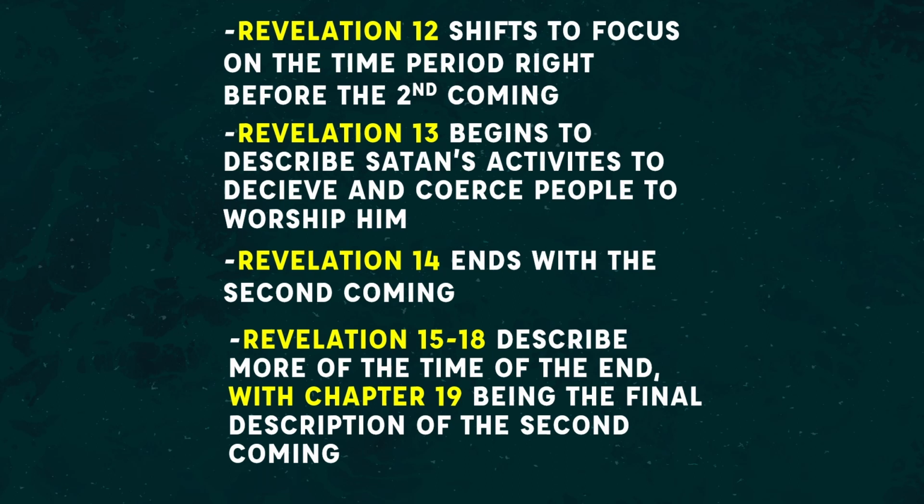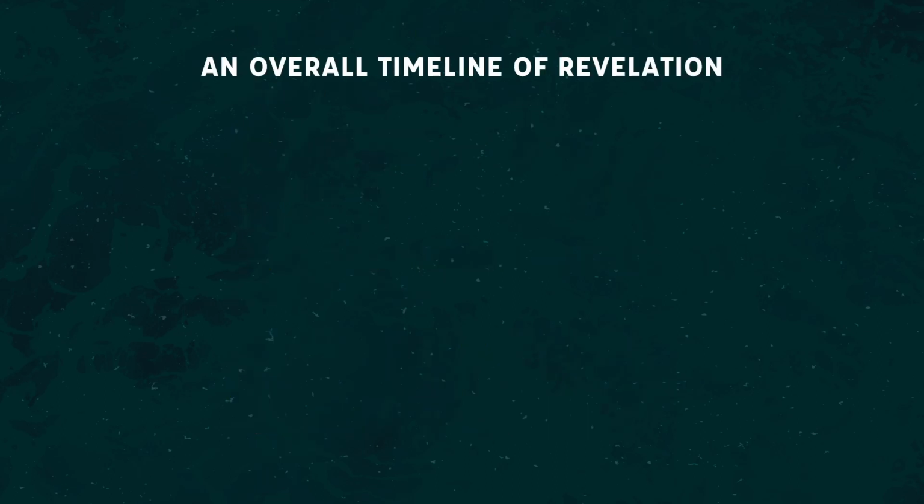And that cycle ends with chapter 19, which is the final description of the second coming. So it's all laid out there. And of course, after the second coming, chapters 20 through 22 are the time period that follows the second coming into eternity. So let's just do an overall timeline of Revelation as we end this little video.